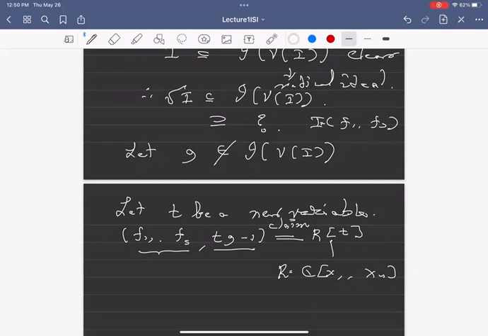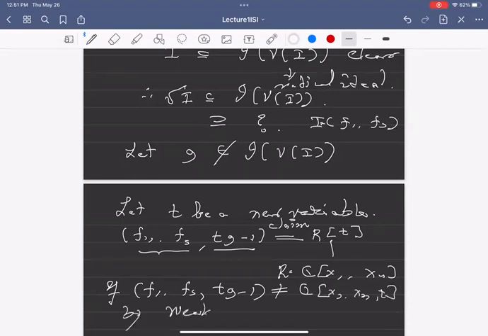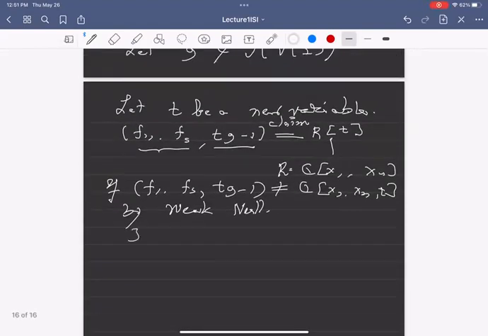So suppose it is not the whole ring. Then by the weak Nullstellensatz, these s plus 1 polynomials will have a common solution. So if this ideal is not the whole ring, then by the weak Nullstellensatz there exists a common solution: B1 up to Bn and Bn plus 1 belong to the variety of this ideal.